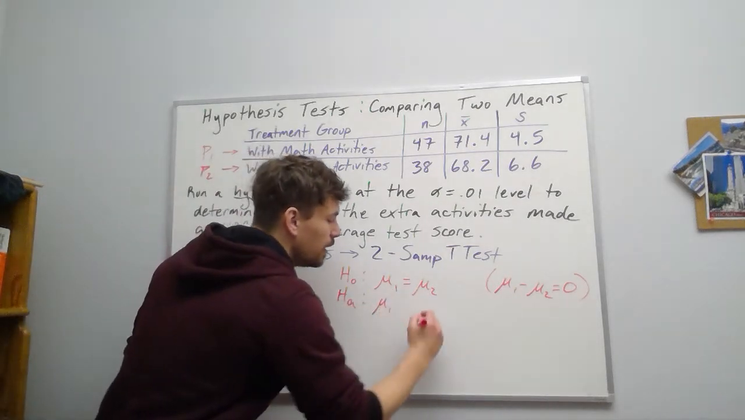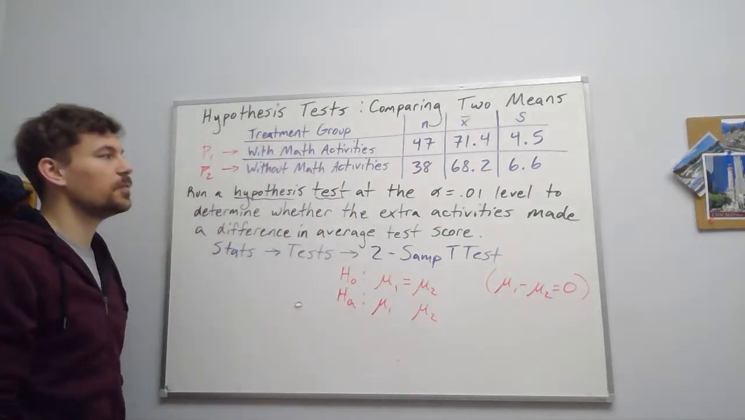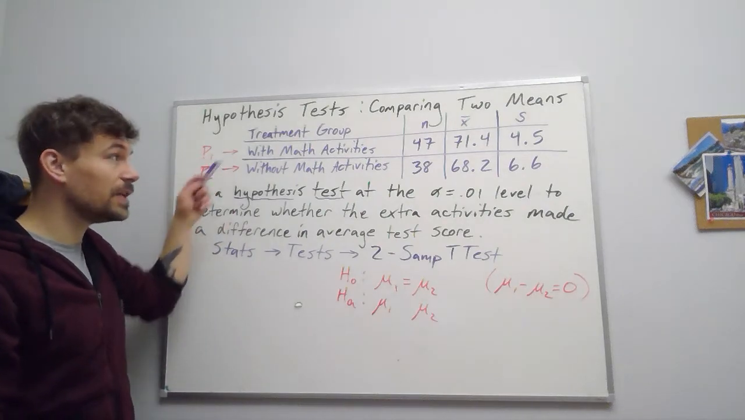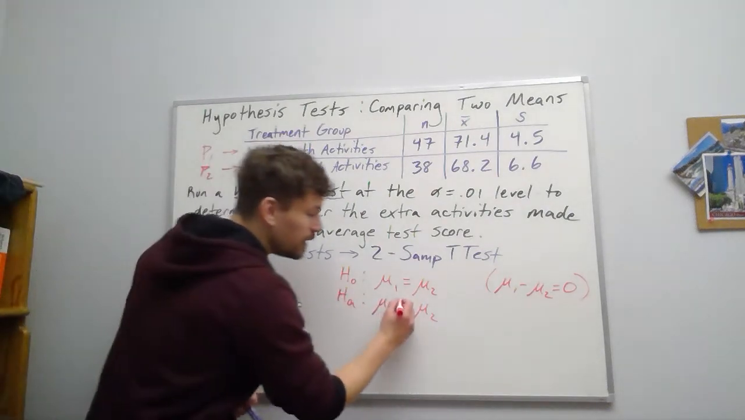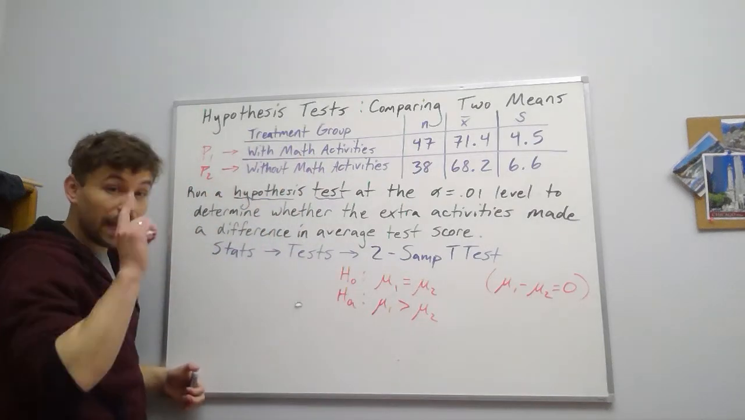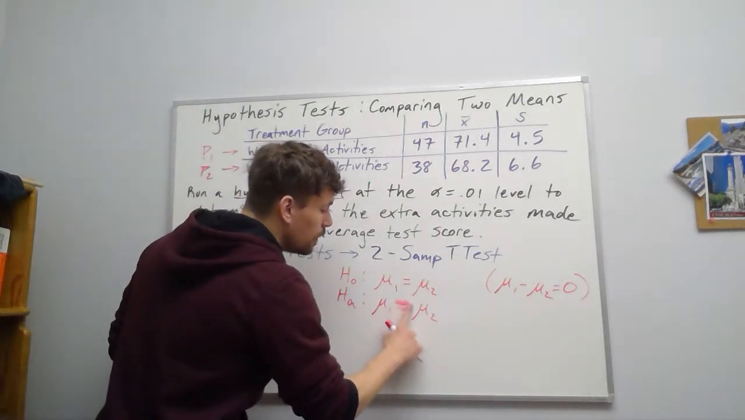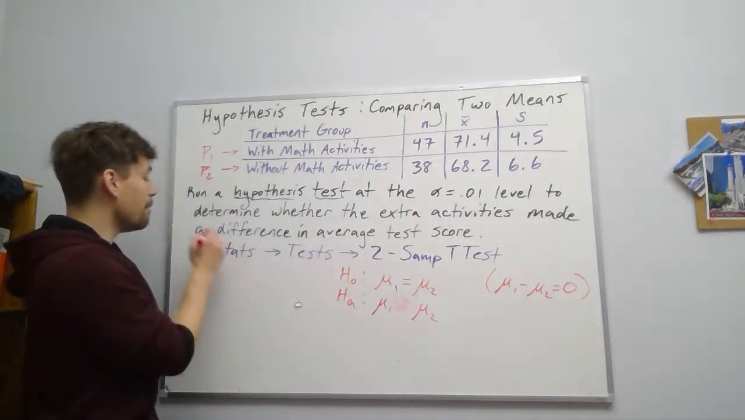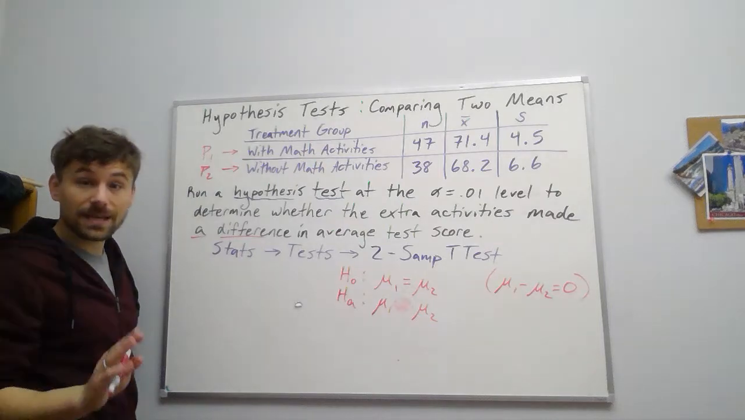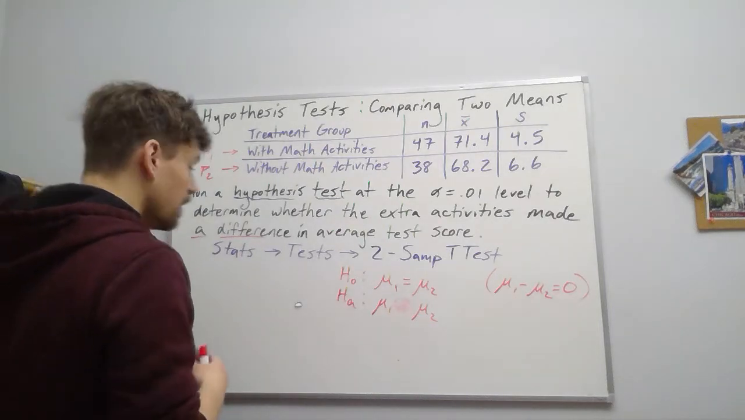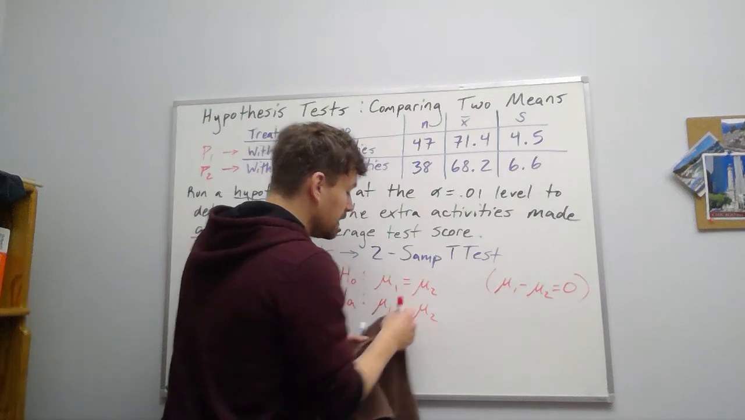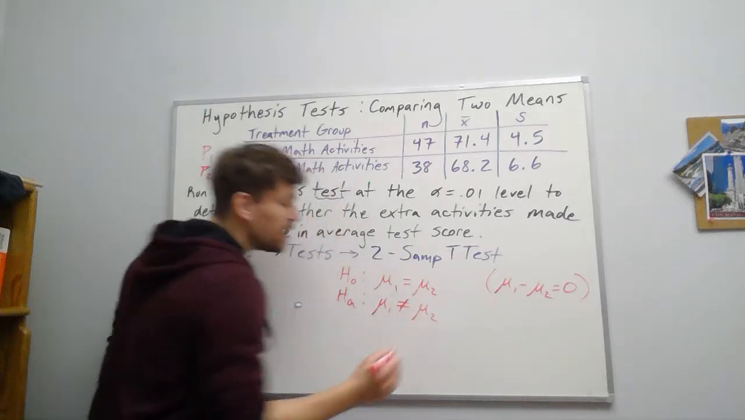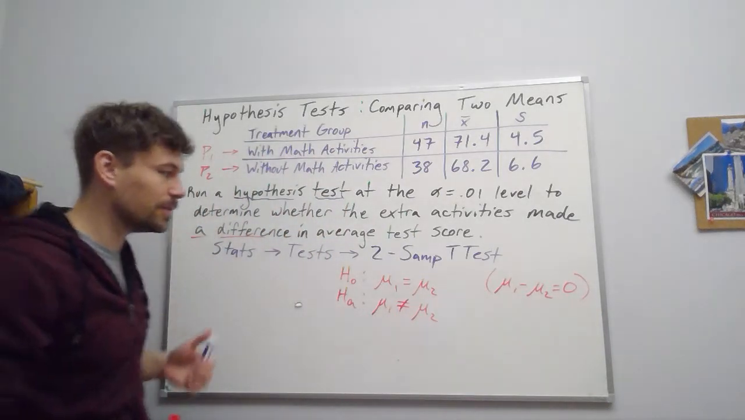So mu1, mu2, let's figure out what that relationship would be. Now, our gut would probably tell us the group with activities. We're kind of curious if mu1 is greater than mu2. However, the wording here says we want to determine whether those activities made a difference. Made a difference. So that leaves open the possibility that the activities actually hurt the students. So we just want to know, is there some difference? Is mu1 not equal to mu2?